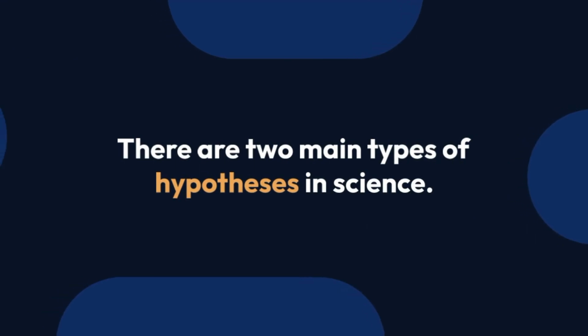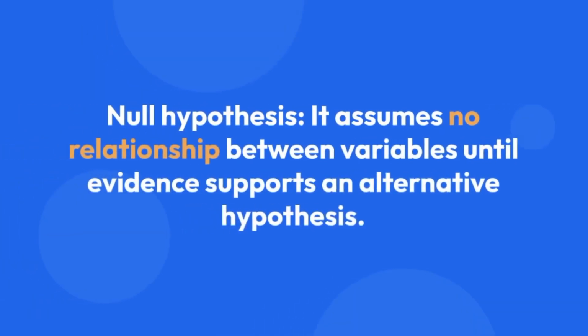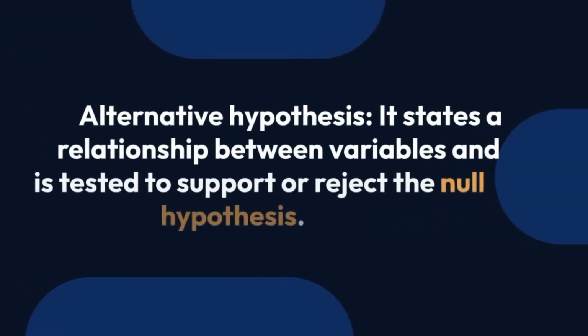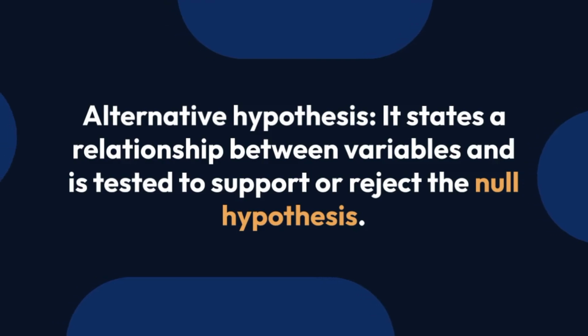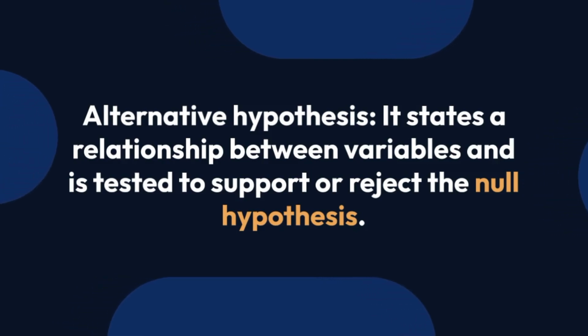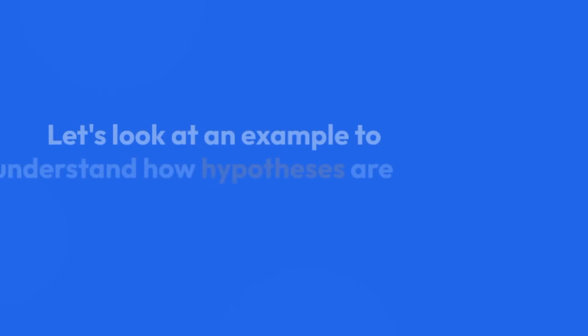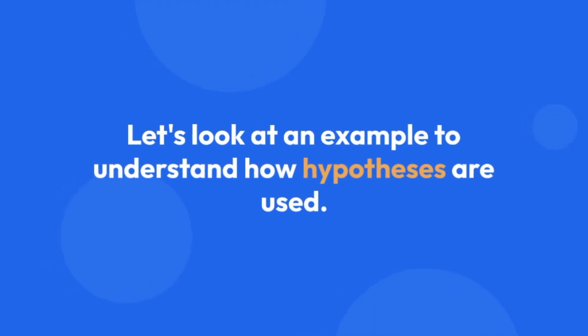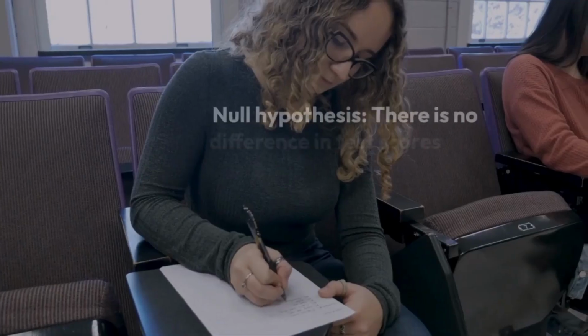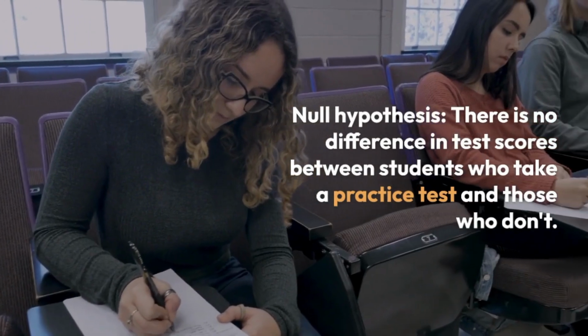Null hypothesis. The null hypothesis is a statement of no relationship between variables. It is the hypothesis that is assumed to be true until there is evidence to support the alternative hypothesis. Alternative hypothesis. The alternative hypothesis is a statement of a relationship between variables. It is the hypothesis that is tested and is supported if the null hypothesis is rejected.